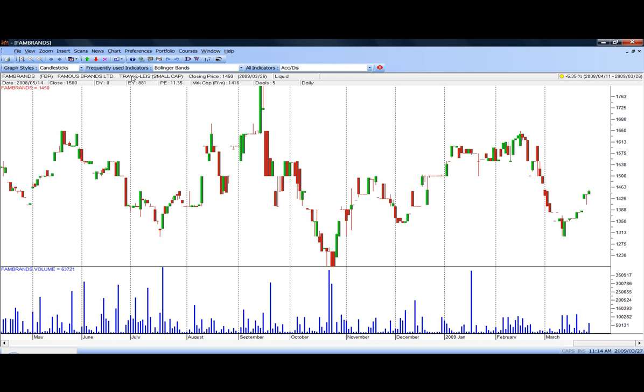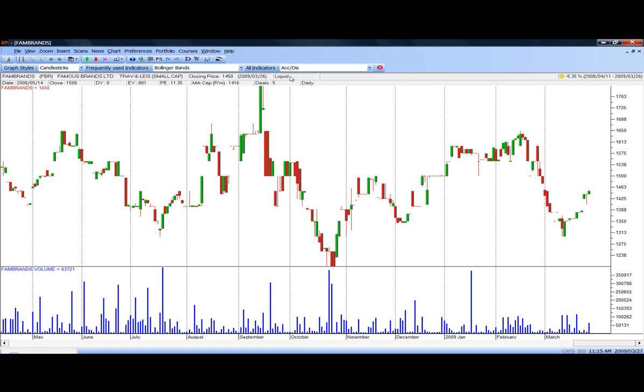It also shows the sector in which Famous Brands is placed. It tells you what segment of the market it is, which in this case is small cap. It gives you the closing price as it was on the date of your last download. As you can see from this date, the last time we downloaded Famous Brands was on the 26th of March, and the price therefore was as it was on the 26th of March.